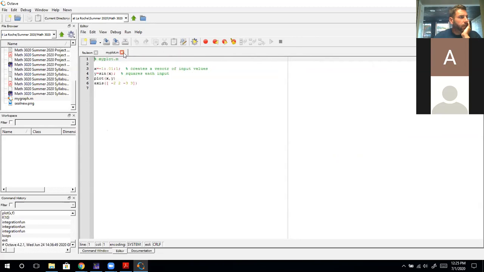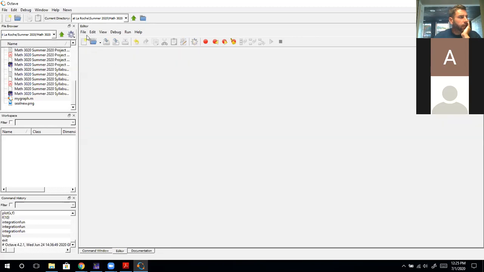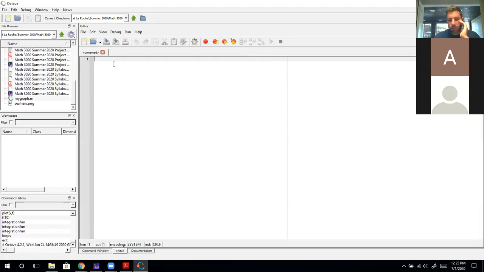And the first thing I'm going to do is give this a name. So let's say we're going to have a new file. Since we're using it for this class, I'm going to just call it Newton Summer 2020. So notice how I named this file. Notice I'm using these underscores because you can't put spaces in file names.